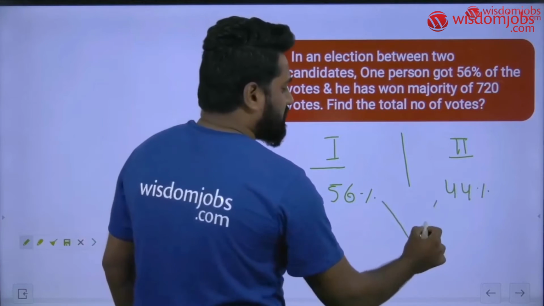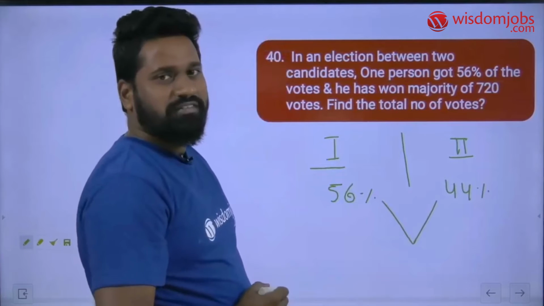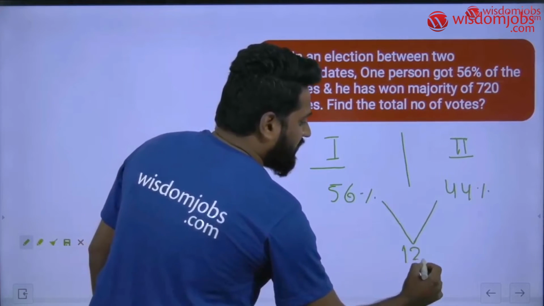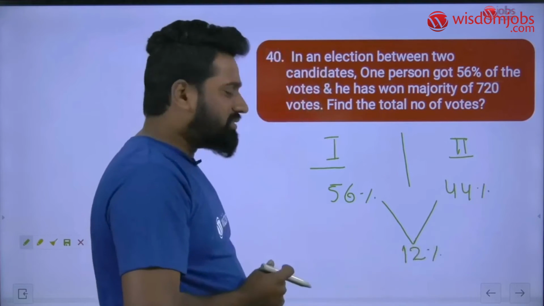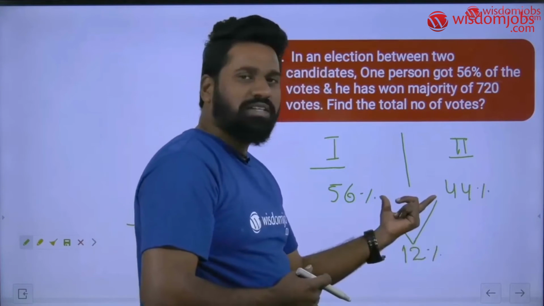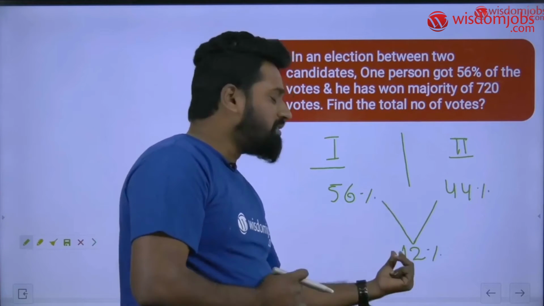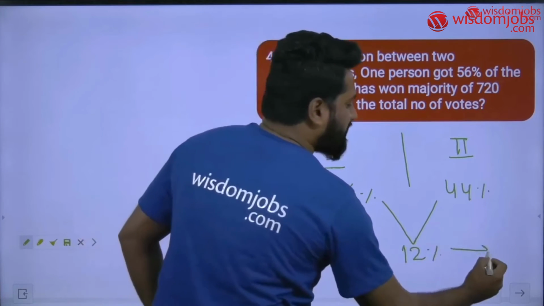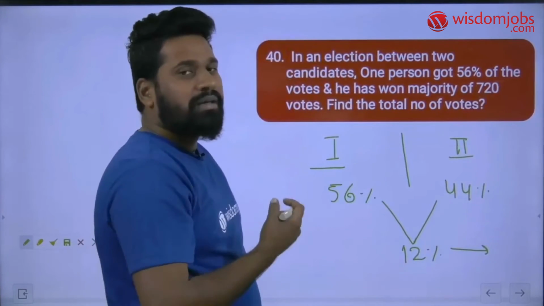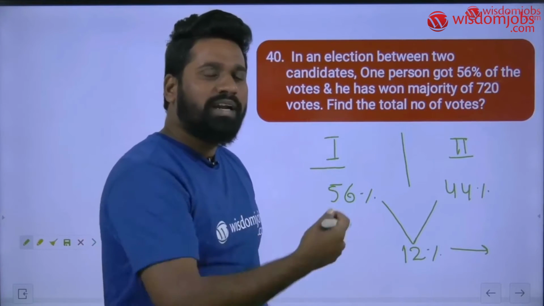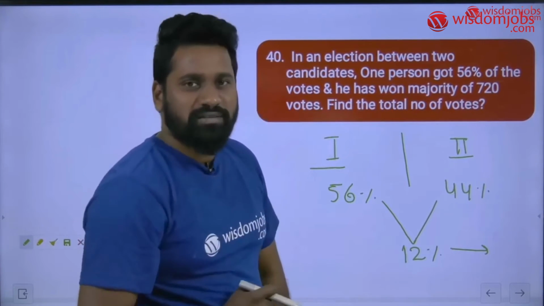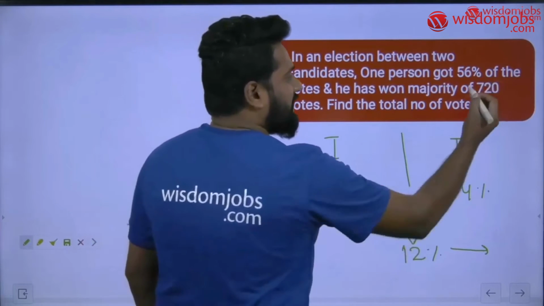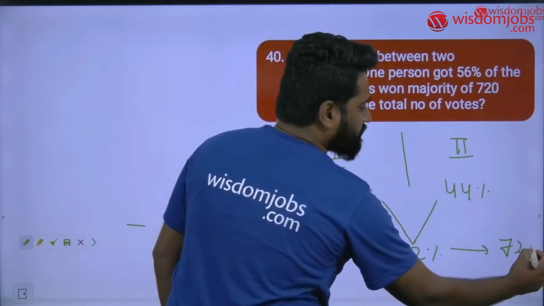Now if you observe these two here, 56 and 44, what is the difference? That is nothing but 12%. This 12% is nothing but the difference of votes between these two. Is it clear? In terms of percentage it is 12%. In terms of votes, it is nothing but the majority that is given. Just now we discussed, majority or less or more indicates the difference between the two cases. Here, the difference between the two persons. So 12% indicates this 720 votes.